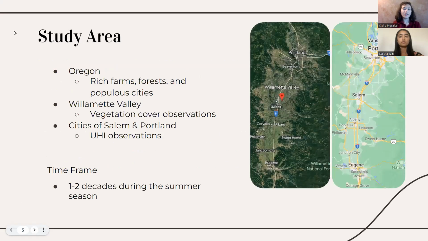To find the most accurate answers to our research questions, we wanted to find an area that had agriculture land surrounding large cities. So, for our study area, we chose Oregon for its rich farmlands and forestry, and also its largely populated cities. Within Oregon, we specifically looked at the cities of Salem and Portland, which are both surrounded by the Oregon Willamette Valley. And our time frame for our study was 1 to 2 decades during the summer season, so during the months of June, July, and August.